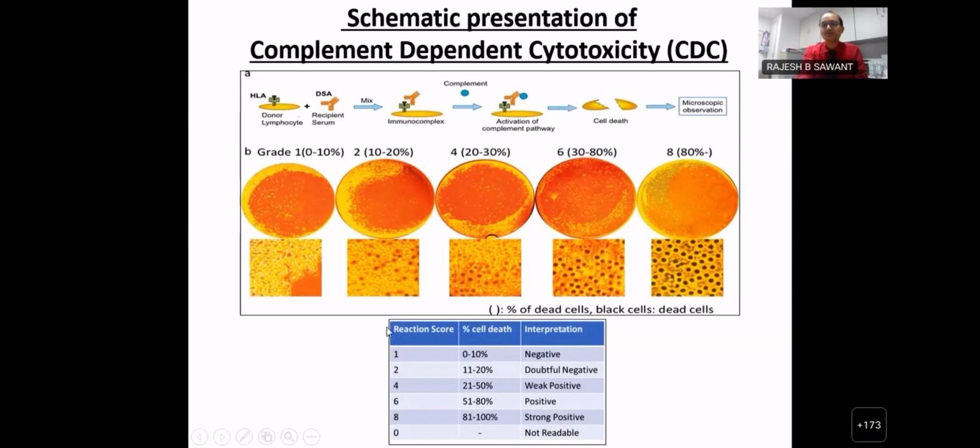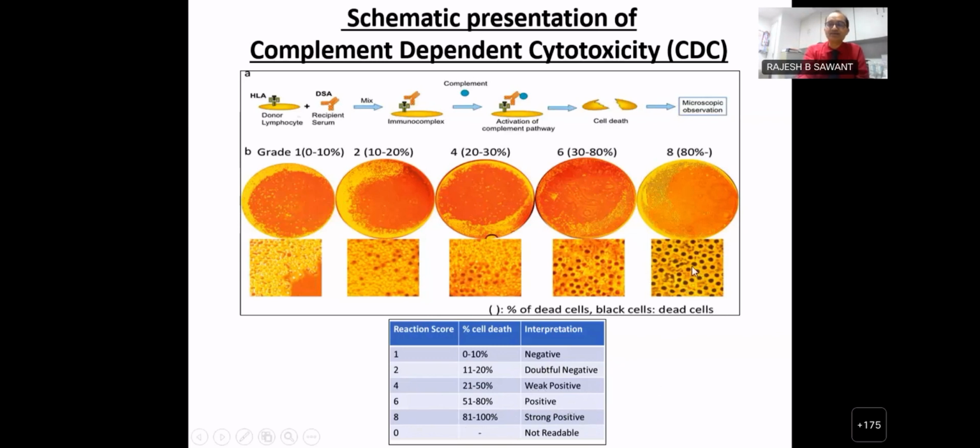So what you do is you score the reaction of lysis. If the percentage cell death at the end of this CDC cross match is about 10%, that is acceptable, and the interpretation of your cross match will be negative. If you find anywhere between 11 to 20% cell death, it is a doubtful negative test result and you may want to repeat the test. If the cell death is above 20% and up to 50%, you report it as a weak positive CDC. From 51 to 80%, it is a definitely positive CDC cross match, and 81 to 100 is a strong positive CDC cross match, right?